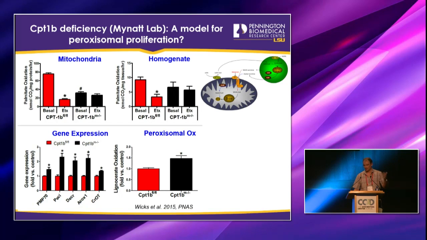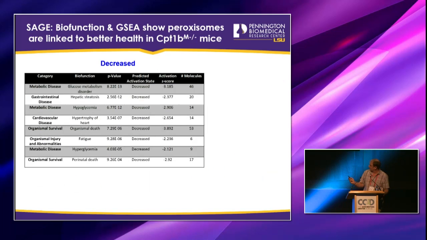So I'm not going to show a lot more data about those particular animals, but the muscle-specific CPT1 knockouts had a very robust whole body phenotype. It was very interesting, so we decided to run a SAGE analysis on them. And when we were doing the bioinformatics, I found it really interesting that the shifts in gene expression in those animals were associated with decreased risk of a lot of different metabolic diseases, as well as GI diseases, cardiovascular disease, and even premature death. So the CPT1 deficiency in muscle really improved the metabolic health of these animals.